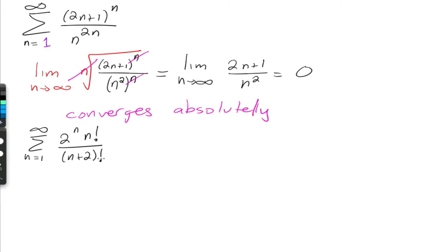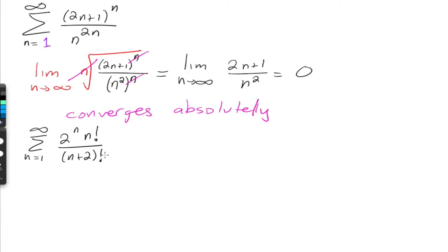All right. Factorials, that's going to be it. So when you have factorials, usually you want to use the ratio test. But there's something else that you might notice with this one before you even do that. What is it? Before you even do anything?